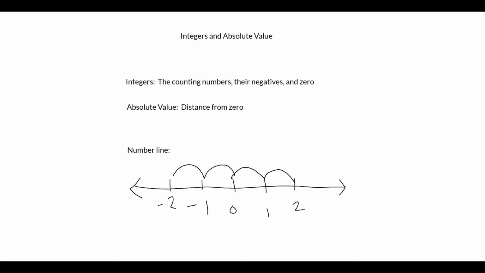There is a symbol that indicates absolute value, and that looks like this. It's just 2 bars. And you just put a number in it. So those 2 bars symbolize the absolute value of 2. So when you see those 2 bars around a number, that means they want the absolute value of the number that's inside.